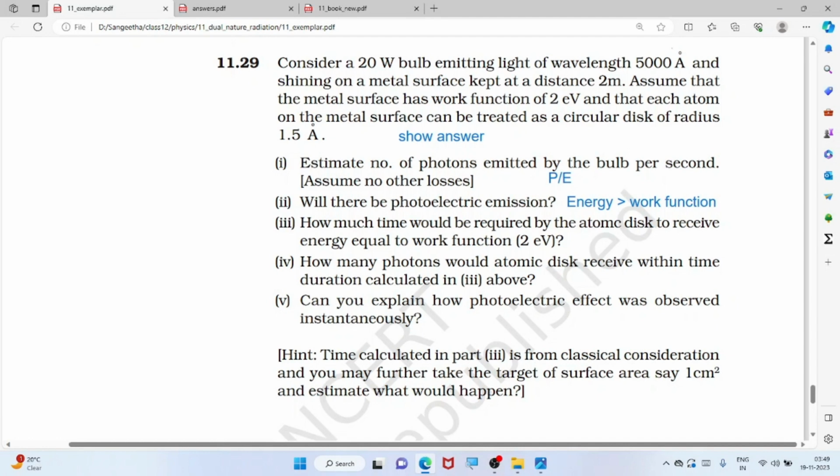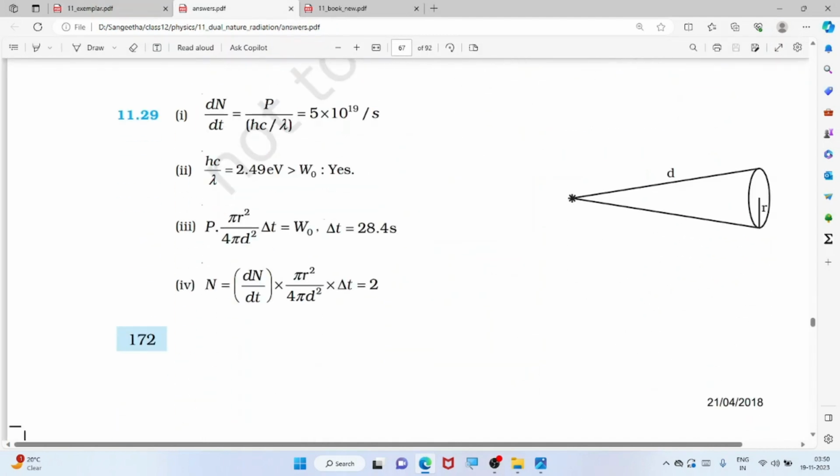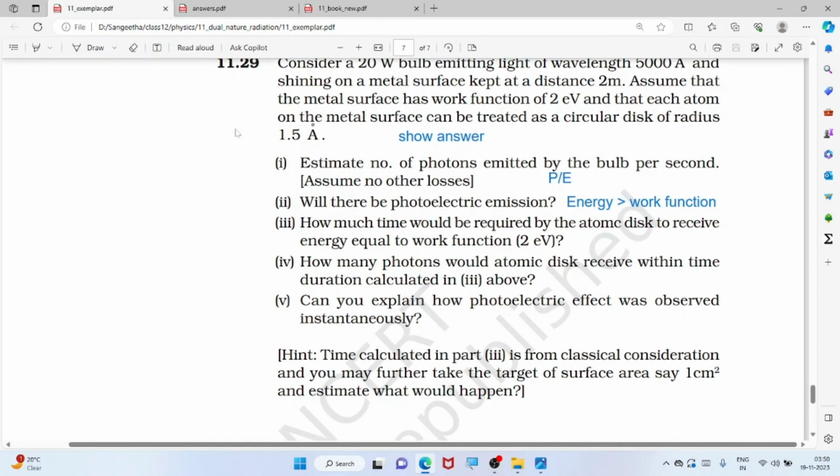Will there be a photoelectric emission when the energy is greater than the work function? There will be a photoelectric emission. This is the answer: this many photons per second. Yes, because this energy is greater than the work function. You can go through the answers.